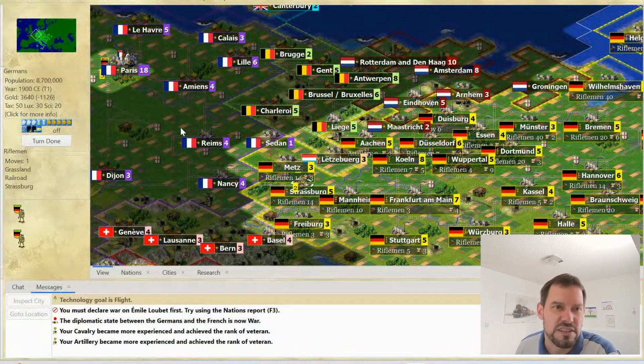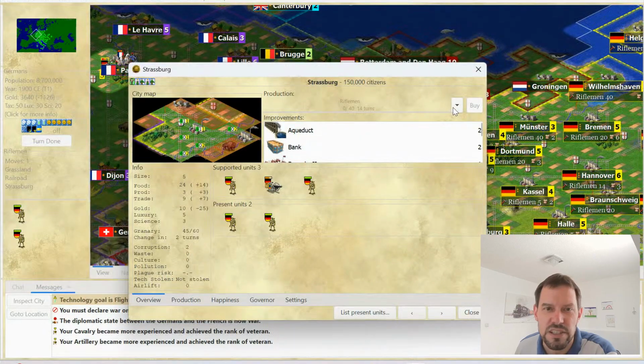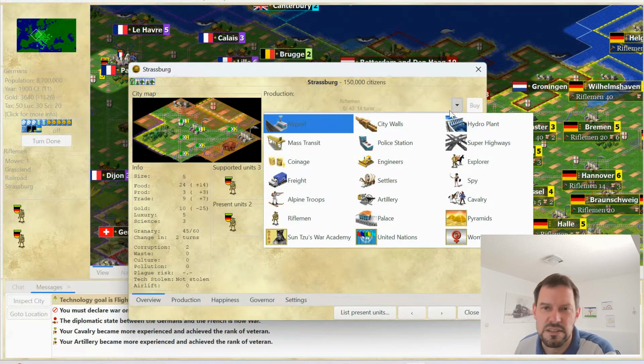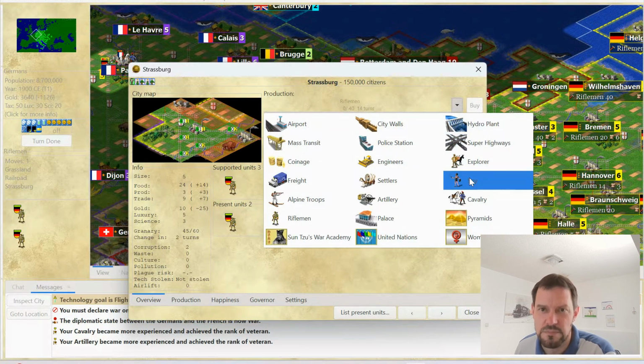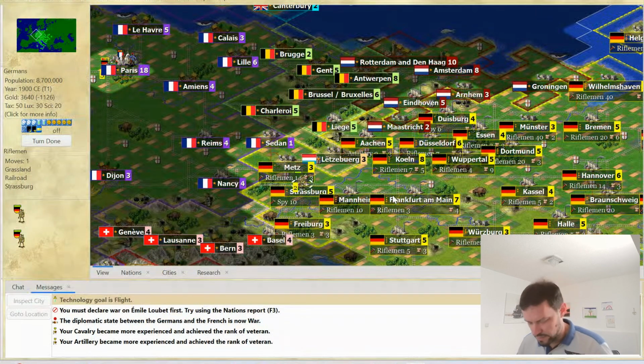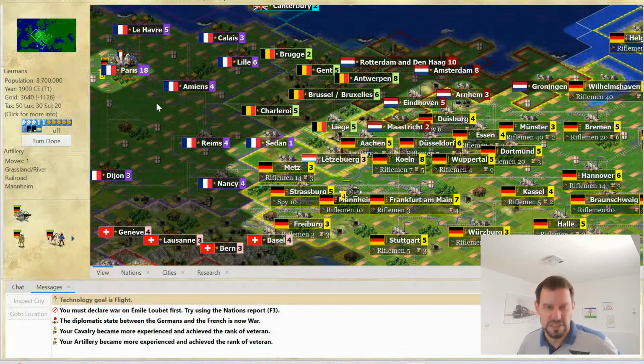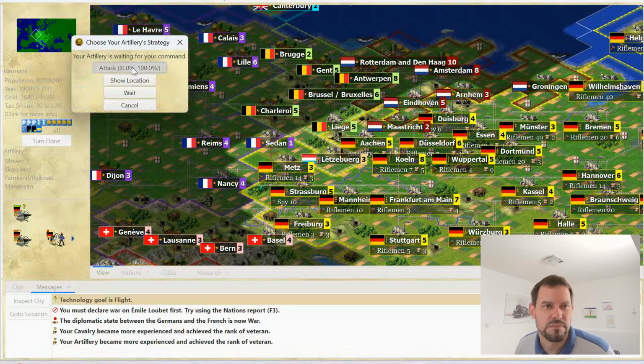cavalry, attack Paris again. And here in Strasbourg, we say, okay, sell the aqueduct. Doesn't work, okay. And build spies in the future, okay? So, and for this guy, we say F like fortify. In Mannheim, oh, I have lived in Mannheim. What a beautiful city. They have artillery there, I didn't know that. So let's go on to Paris.